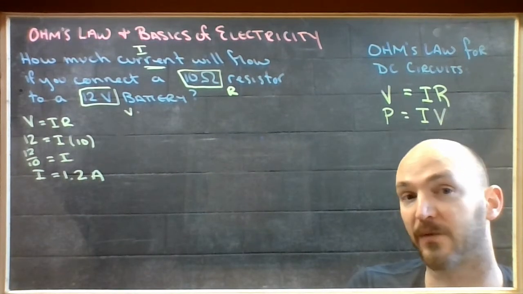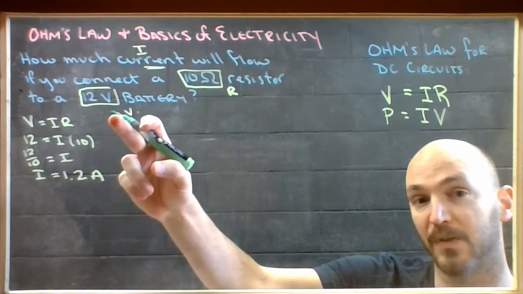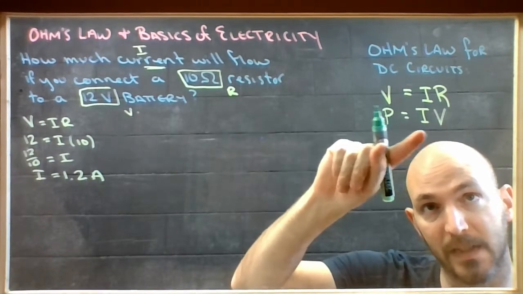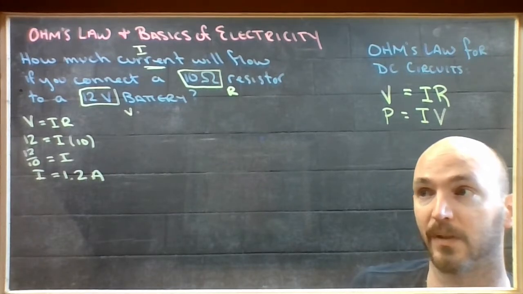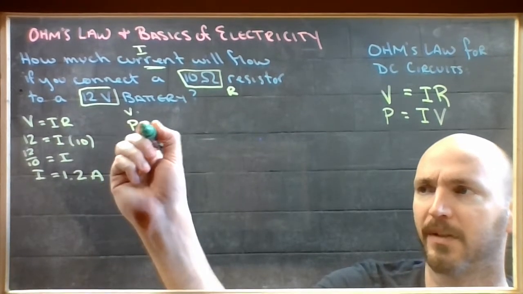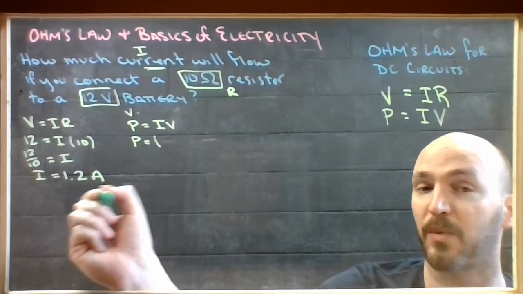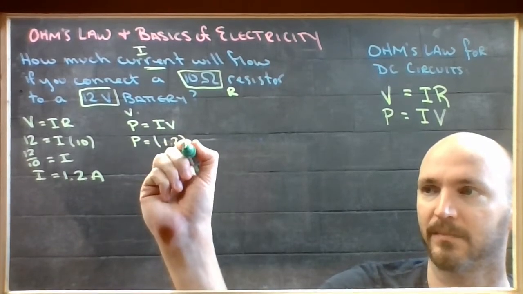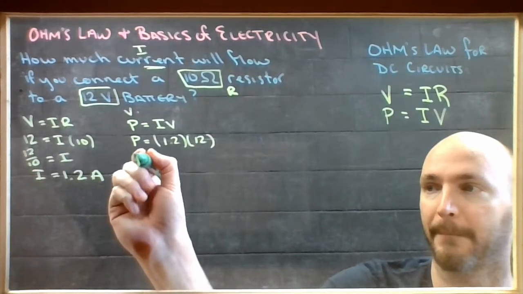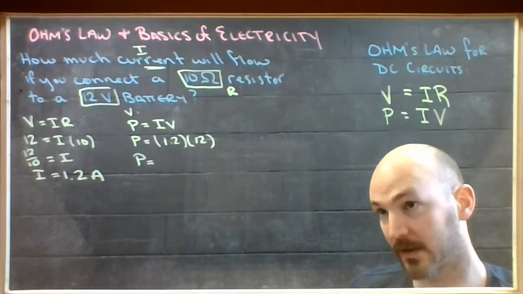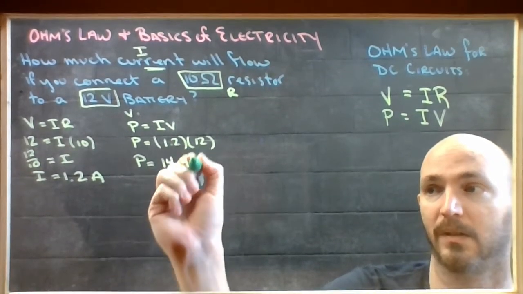Now in the spirit of just finding out everything you can, I know how much current is flowing now, and I know how much voltage is being applied. So once I know those two things, I can get power so that I have all four variables accounted for. So if I start off with that power equation, the power would be the 1.2 amps I just calculated, and then the 12 volts. And 1.2 times 12 is 14.4 watts.